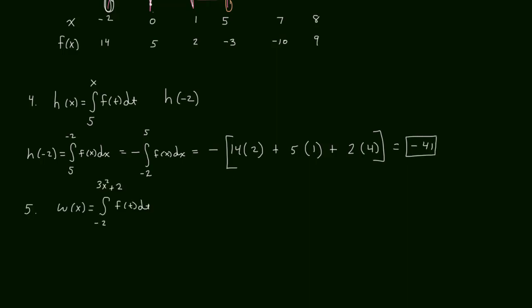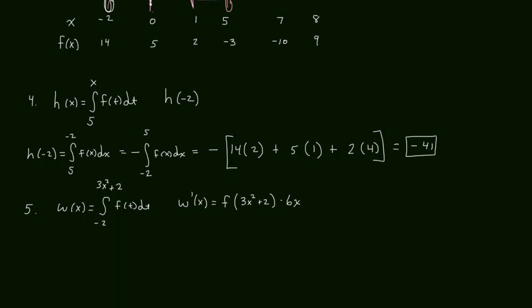Okay, here comes the chain rule business. We want to find w prime at 1. To do that, let's first find an expression for w prime. W prime is going to be the derivative of the integral. Let's use our chain rule here. F of 3x squared plus 2 times the derivative of stuff, so times 6x.